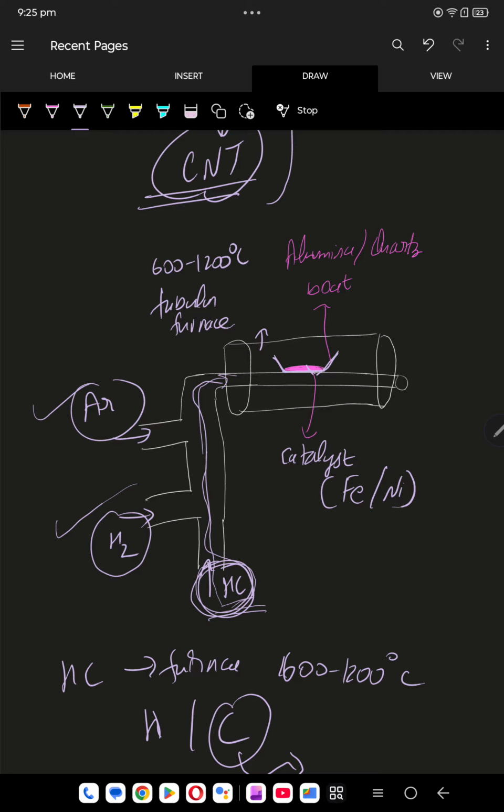Why are hydrogen and argon used? Hydrogen and argon are used to carry the hydrocarbon to the furnace. Argon helps to keep an inert environment so as to get the pure carbon nanotubes, and H2 helps in the growth of the carbon nanotube from the catalyst.